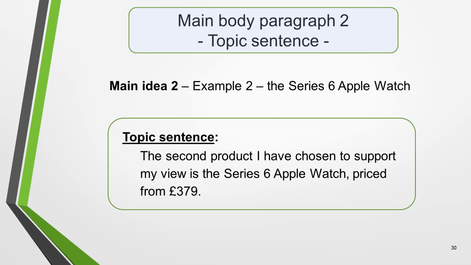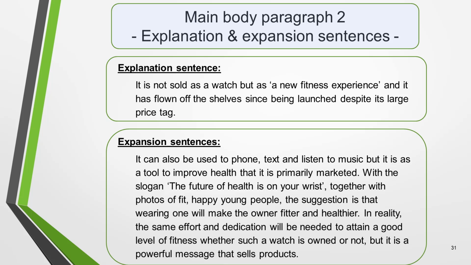Main idea 2 is about the Series 6 Apple Watch. Here it is summarised as a topic sentence. The second product I have chosen to support my view is the Series 6 Apple Watch, priced from £379. Next comes the explanation sentence, where I expand on this idea and explain what I mean.